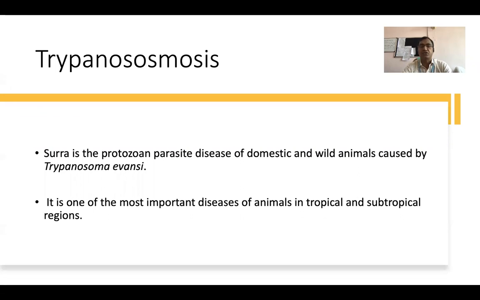Surra means rotting condition. So surra is one of the important diseases of domestic as well as wild animals, caused by Trypanosoma evansi, and it is the disease of our region, tropical and subtropical.